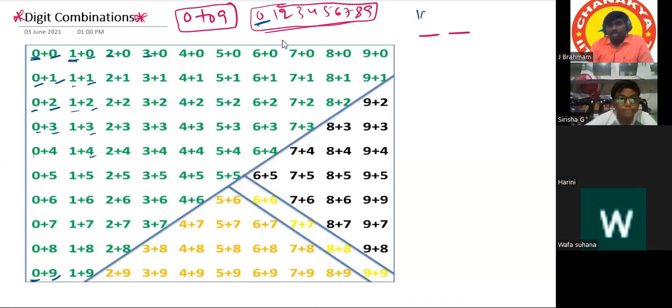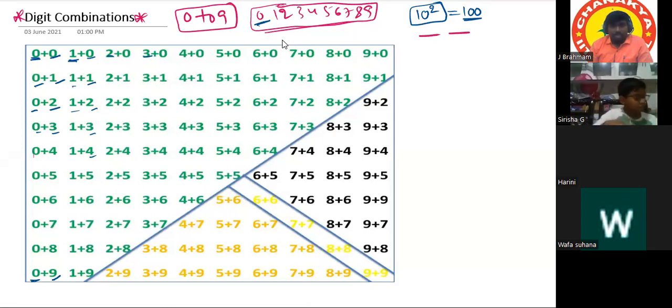So there are 10 digits, and we are going to take 2 digits at a time, means we'll form 10 power 2 number of combinations. 10 power 2 is nothing but 10 square, that is 100. How many combinations will there be? 100 combinations. Okay, out of these 100 combinations, I have done some partition here.